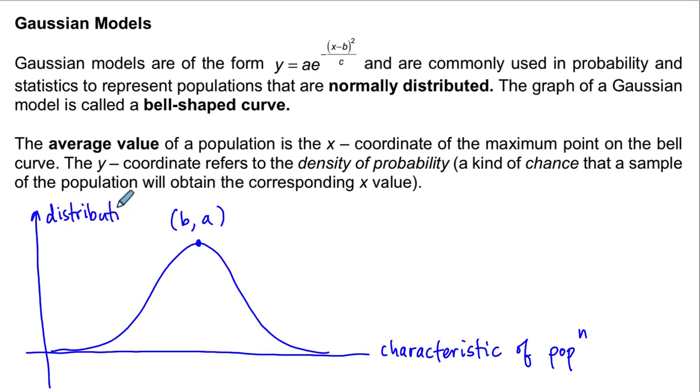So when we're looking at this a-coordinate, depending on how we've scaled or reflected this y-coordinate, this might be a percentage, so we might expect it to be less than 100%. Typically what we're finding then is that the average or the mean of the population is the x-coordinate of the maximum point. So let's take a look at an example.